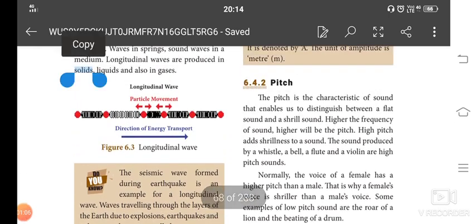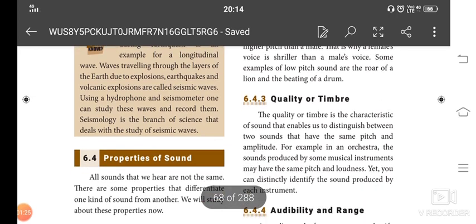And then the pitch. The pitch is a characteristic of a sound. Take the pitch between male and female. Females have a high pitch and males have a low pitch. Females have a much louder voice, but males lesser than that. Quality or timbre is a characteristic of sound, with the same pitch and amplitude. For example, in an orchestra, we are playing different instruments, but the sound we are hearing is the same, and we cannot separate the different instrument sounds.